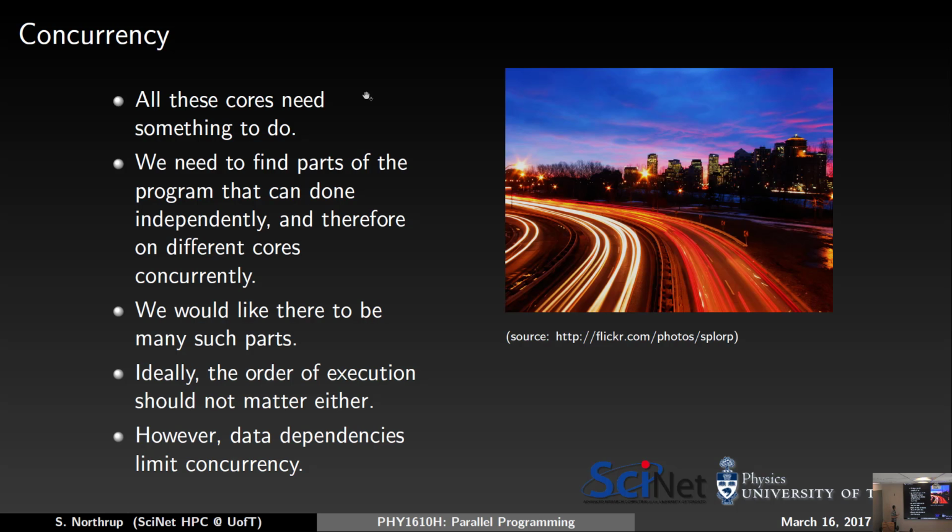So all these cores need to do something. We need to find parts of the code that can be worked independently. That's the thing about parallelism. In serial, we like it in the sense that it's really easy. I say A to B to C. If I need a piece of data later on, I don't have to think about it. I just do things in a nice iterative order.